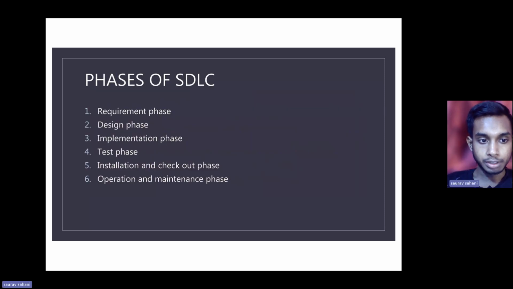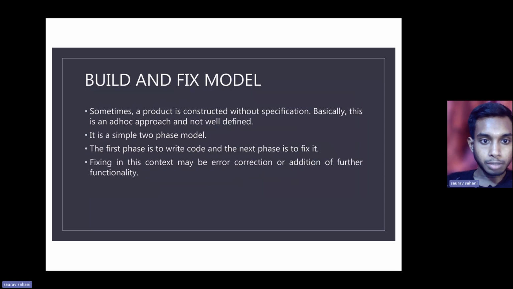Phases of SDLC: requirement phase, design phase, implementation phase, test phase, installation and checkout phase, operation and maintenance phase. Build and fix model. Sometimes a product is constructed without specification. Basically, this is an ad hoc approach and not well defined. It is a simple two-phase model. The first phase is to write code and the next phase is to fix it.